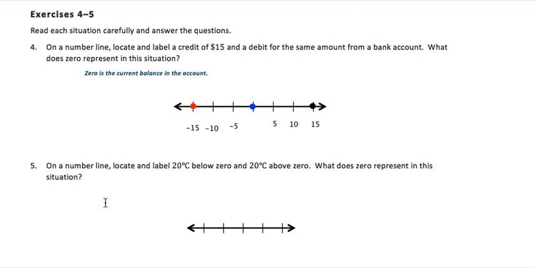Exercise 5. On a number line, locate and label 20 degrees Celsius below 0, and 20 degrees Celsius above 0. And then tell what 0 represents in this situation. We have 1, 2, 3, 4, 5 intervals marked. So we're going to locate 0 in the center.